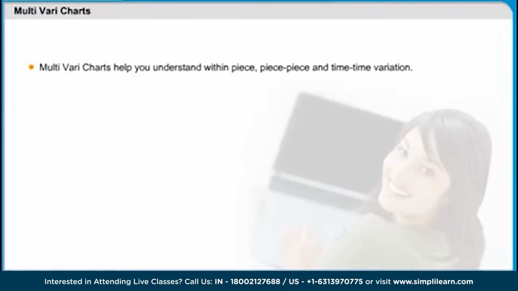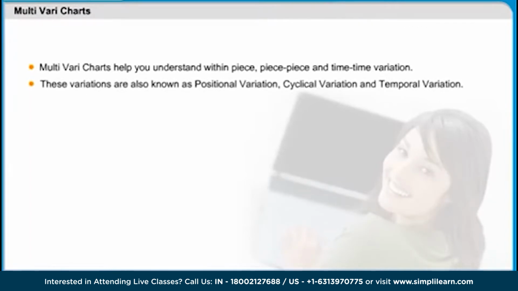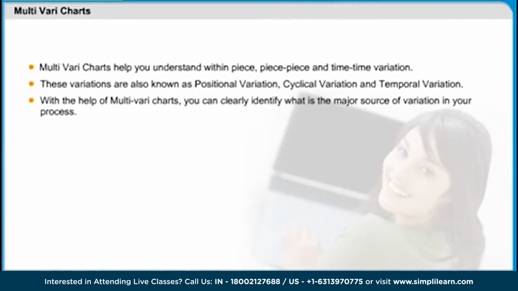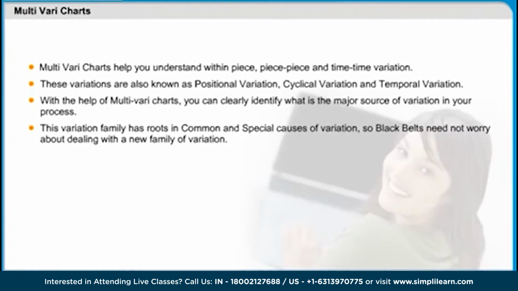Let us get some concepts cleared on multivariate charts, a popular tool used by green belts and black belts. Multivariate charts help you understand within piece, and time variation. These variations are also known as positional variation, cyclical variation, and temporal variation. With the help of multivariate charts, you can clearly identify what is the major source of variation in your process. This variation family has roots in common and special causes of variation, so black belts need not worry about dealing with a new family of variation.